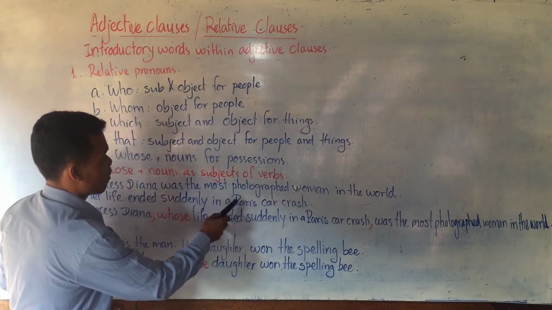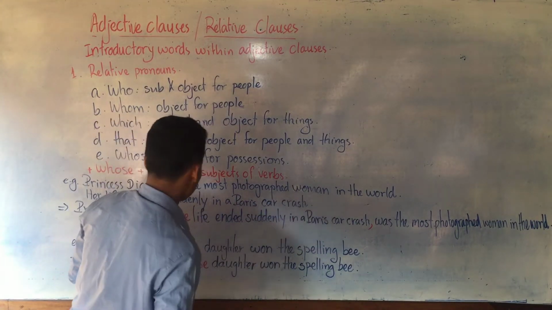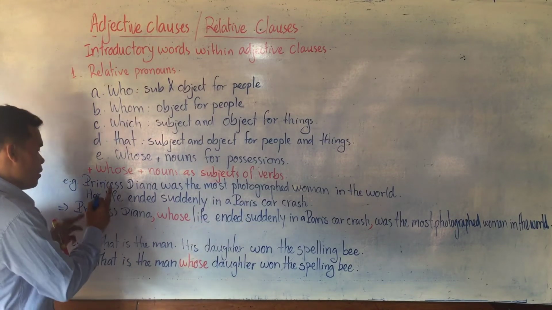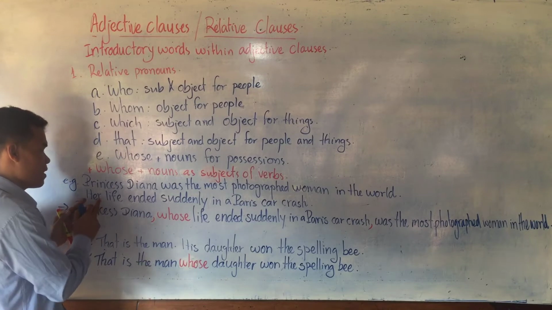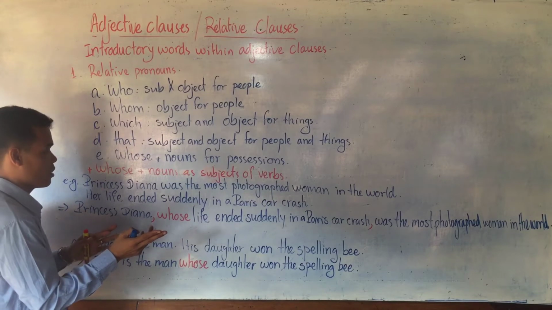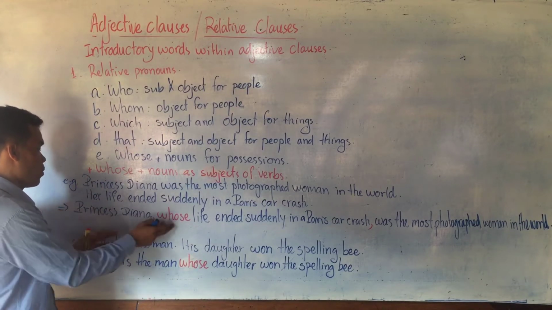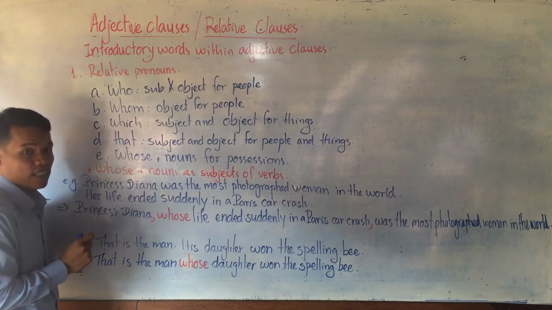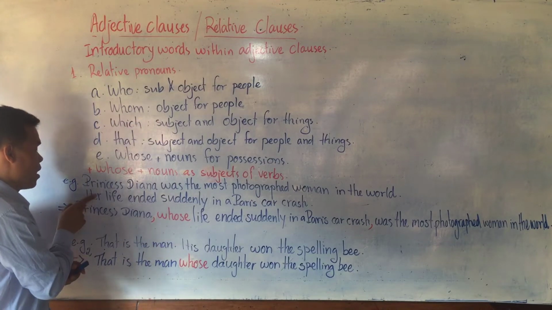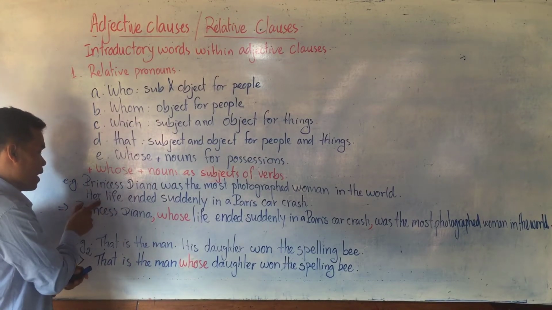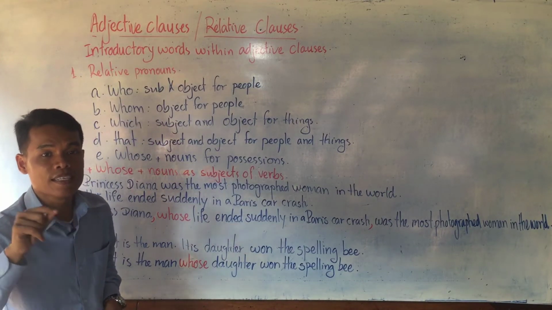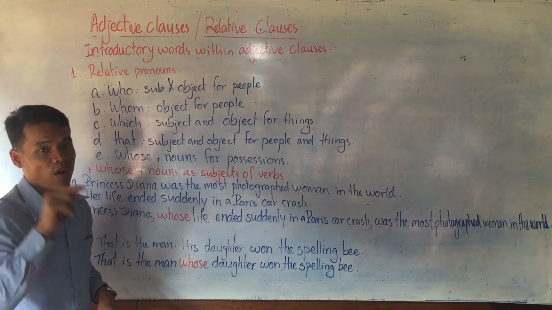Princess Diana was the most photographed woman in the world. Her life ended suddenly in a Paris car crash. You know, Princess Diana and her are only one person. That's why when you write an adjective clause, you have to use whose in place of her. It means that we do not use who, whom, which, or that at all, because her here refers to Diana, and after her we have life as a noun. That's why we use only a relative pronoun plus noun, or a relative adjective whose plus noun.